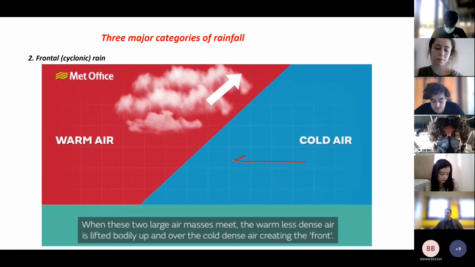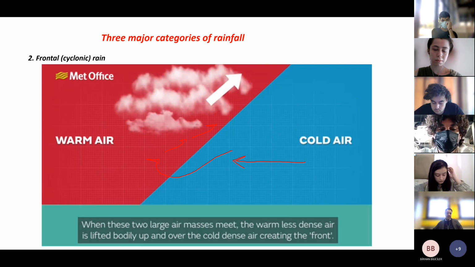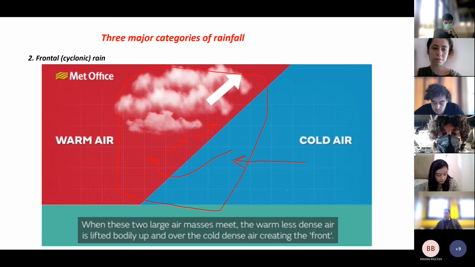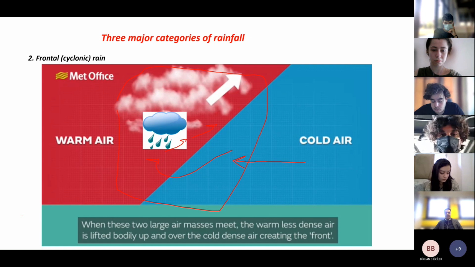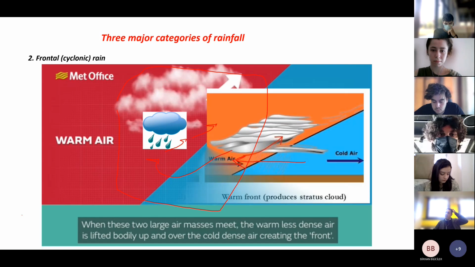Okay, cold air pushes forward the warm air, and the cold air goes below the warm air, and the warmer air should rise up, yeah? When it rises up, we will have cloud, and then we will have rainfall in this area, yeah? Because I have cloud. Because cold air displaced warm air, it is called a cold front. Therefore, we will have rainfall here. It is called a cold front.